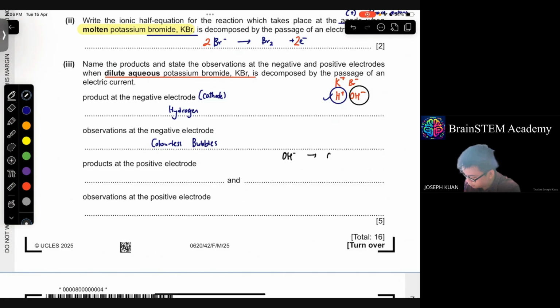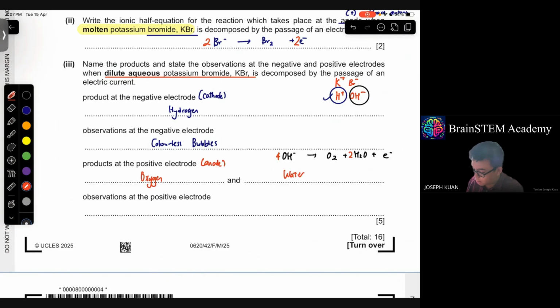it turns into oxygen gas and also water, as well as electrons at the anode. Now, this equation can be balanced by 4 hydroxide turned into 2 water and 1 oxygen molecule. Now, since these are the products, let's write that down: oxygen as the product and also water as the product. Now, the observations at the positive electrode will be similarly colorless bubbles as oxygen gas is formed.